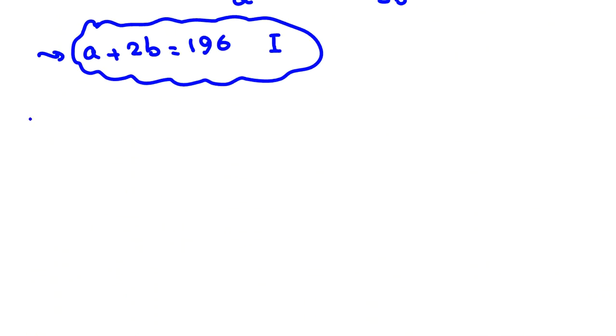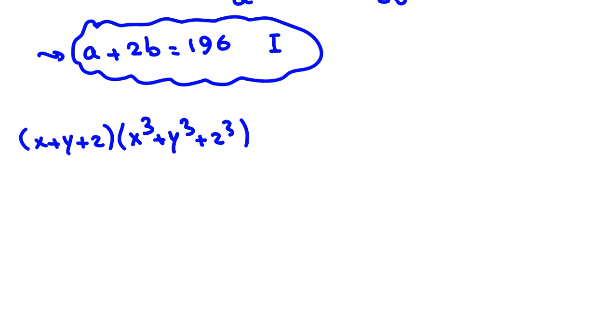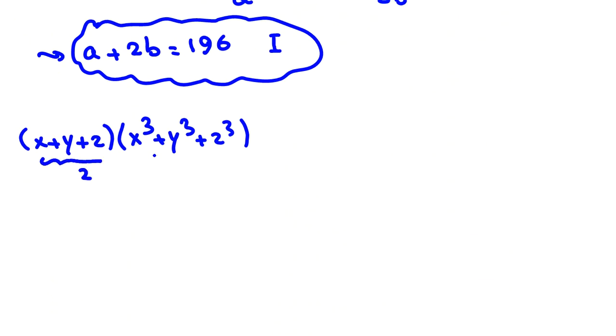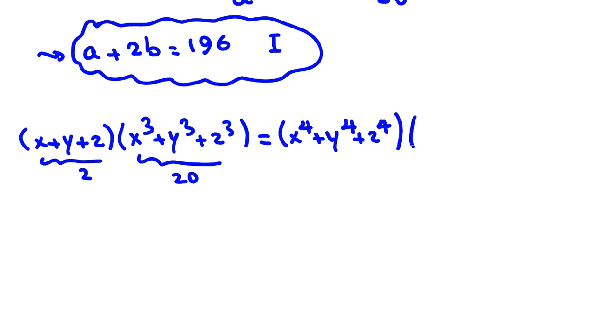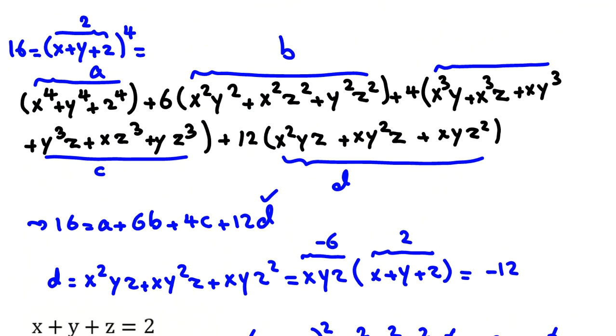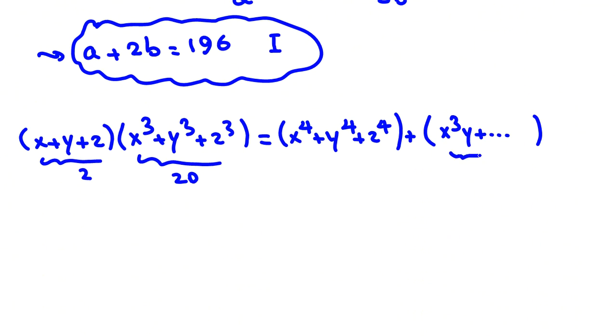So for this part, I multiply, like in the beginning of the video, x plus y plus z by x cubed plus y cubed plus z cubed. So here I know x plus y plus z is 2, and x cubed plus y cubed plus z cubed is 20. If you multiply, it will be x^4, like in the beginning of the video, plus y^4 plus z^4 plus x cubed y plus all other terms. Exactly, it will be this part. So I call this one C.